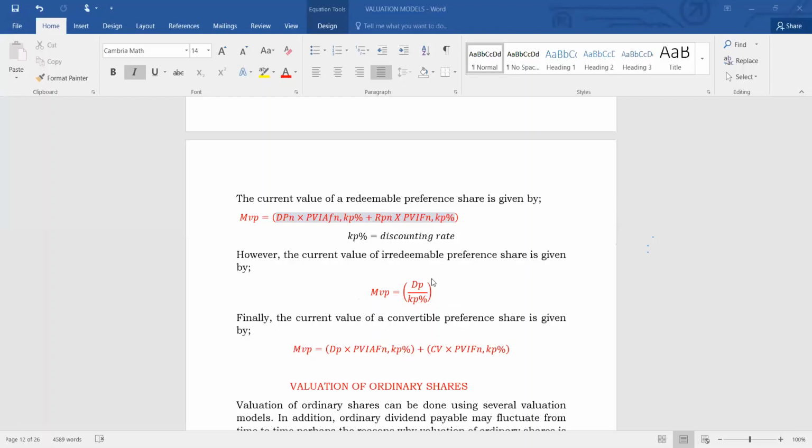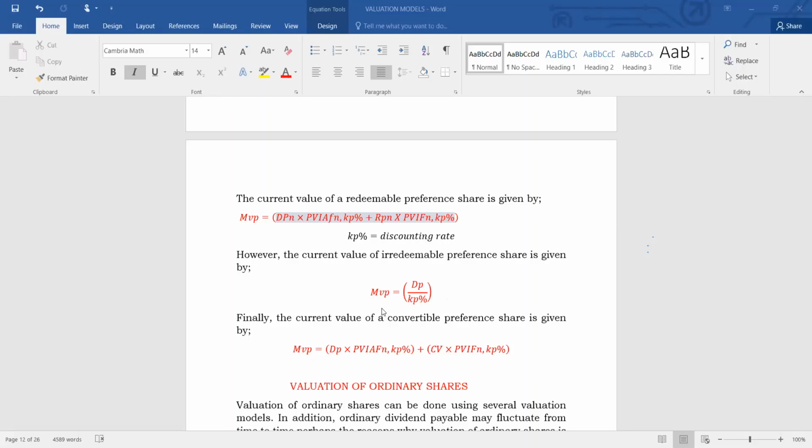Suppose preference shares are irredeemable. Then the shares are issued over a period which is not defined, and for this reason the preference dividend is treated as a perpetual annuity, just like irredeemable debentures, where interest is treated as a perpetual annuity. When you're discounting a perpetual annuity, you take the annuity divided by the discounting rate. That's the formula in time value of money: annuity times 1/R%. Our perpetual annuity here is DP, so DP times 1/KP%.